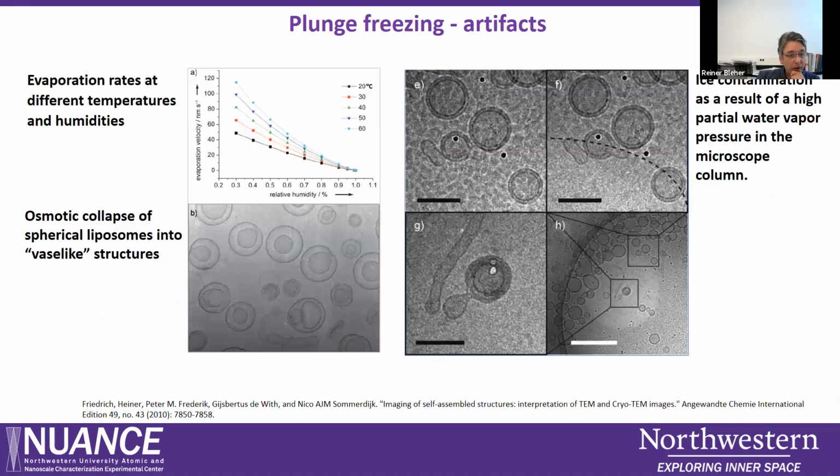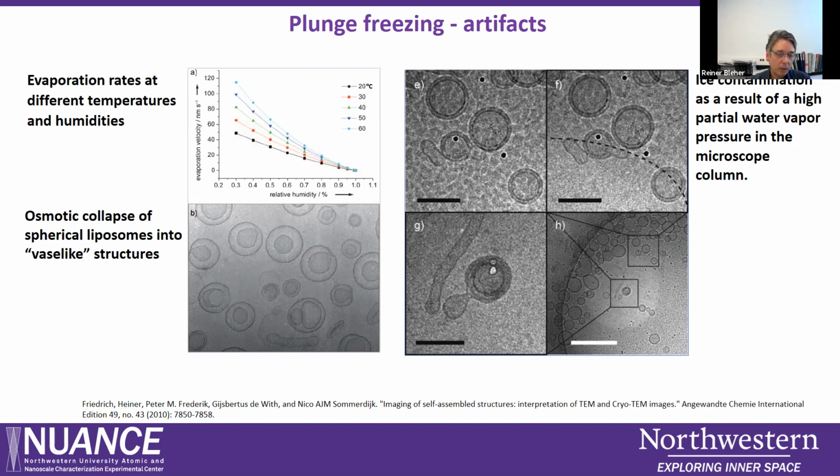So if parameters are not optimized in plunge freezing, artifacts might be introduced, and here are a few examples. The graph shows the rate of evaporation of a thin water film at several temperatures and environmental humidities. We can see that at room temperature, which is this curve here, evaporation rates are high. So 100% humidity is almost in every case required to avoid sample damage.